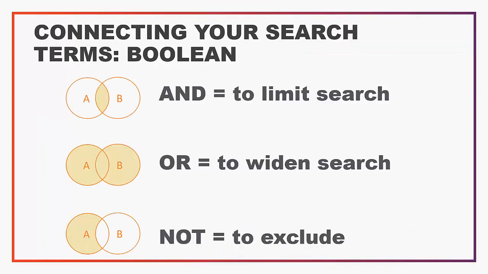Boolean operators allow you to connect multiple keywords in various ways. These can be used to limit or increase your results. The three main Boolean operators that we'll cover today are and, or, and not. Using these words between your keywords tells the database how you want to connect the terms you're searching for. So let's start with and.